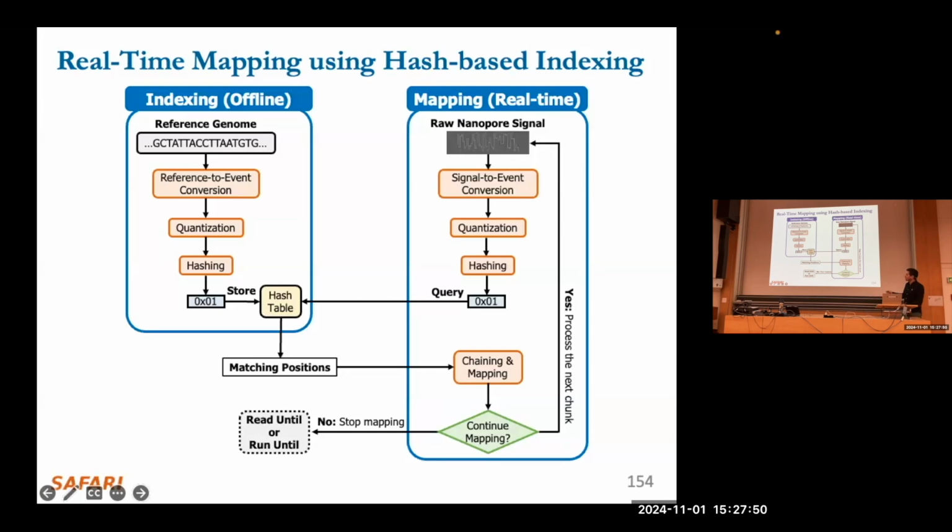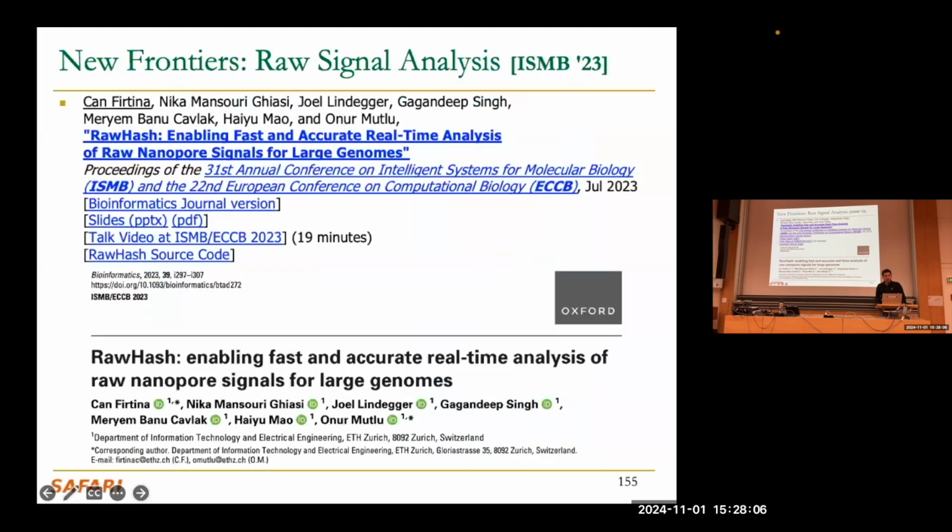So there are certain functionalities that can do that. And in the middle, basically by partially sequencing the data, you can stop sequencing the read. This means that you can reduce the sequencing time and cost that would otherwise be impossible without the real-time analysis. So this is essentially RawHash. This is the first hash-based work that enables the analysis of large genomes such as the human genome in real time without base calling.